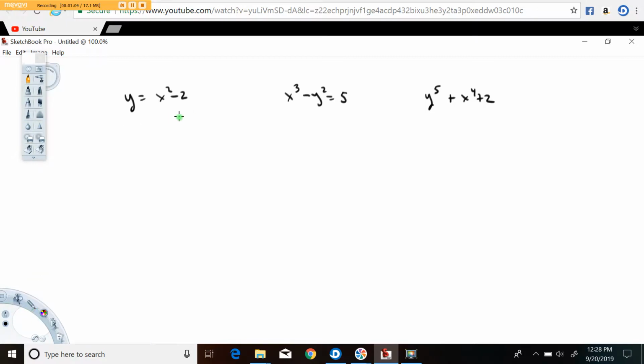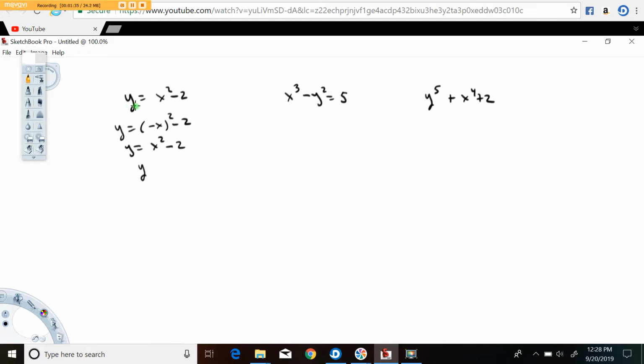And let's take this one right here. So first test, if I replace x with negative x, this equation would read y equals minus x squared minus 2. Now by the time I square this, we just get x squared minus 2 because a negative sign squared is positive. I've got the same equation back again, so this equation must be symmetric about the y-axis.